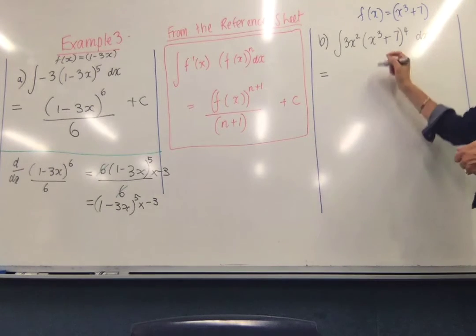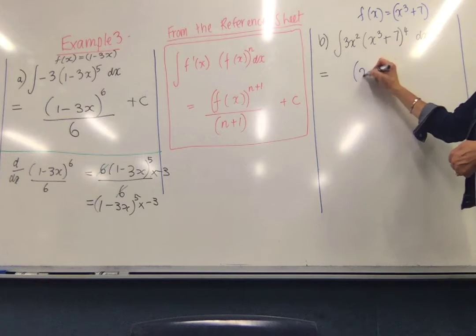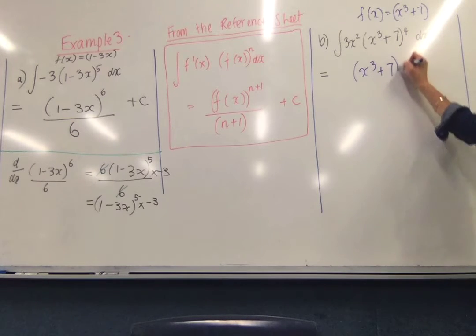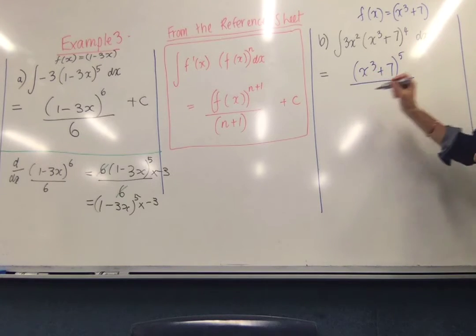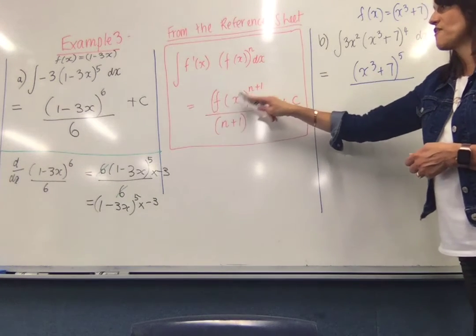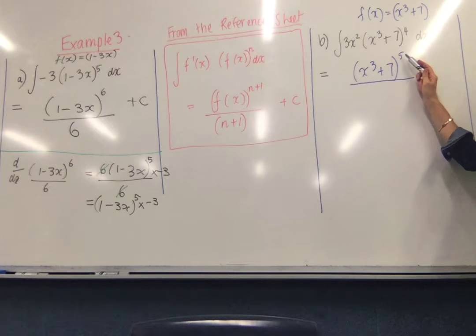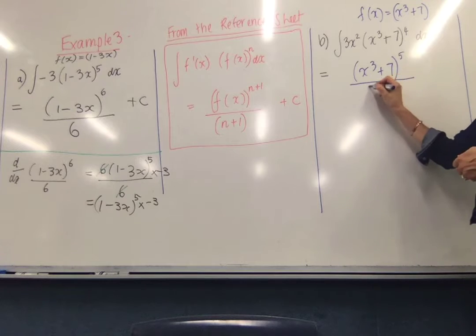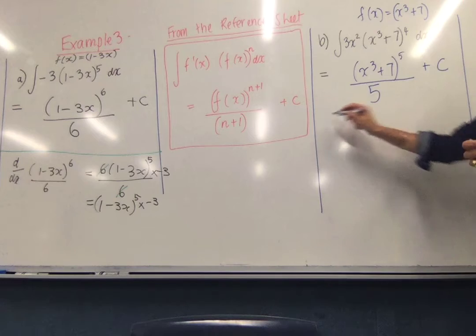We can go straight to here where we've got it in the form of our function, which is x cubed plus 7. Now we're going to raise it to the power of n plus 1. Previously the power was 4, so add 1 to that index and it becomes to the power of 5, all over. So we've got it in the form now, f of x to the power of n plus 1. Here's our function to the power of n plus 1, all over n plus 1, which is 5, and then plus our constant c.